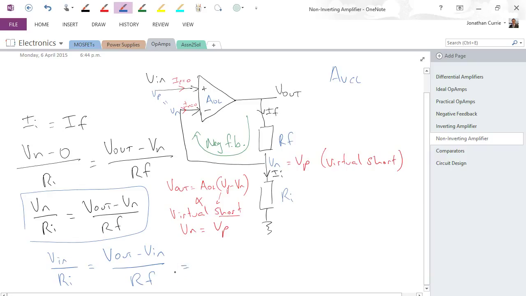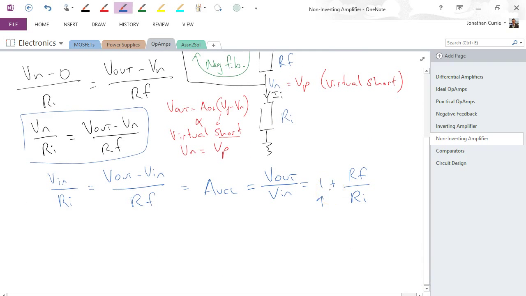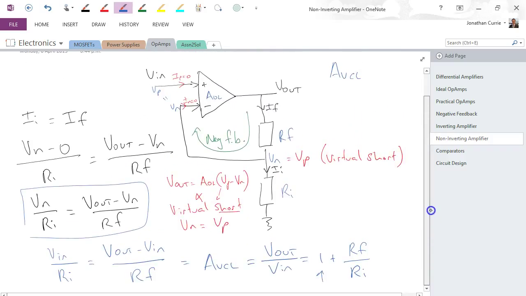And if we rearrange that and solve it just like we did for the inverting amplifier, we will see that the closed loop voltage gain is equal to, same expression always for the amplifier, output voltage over input voltage, which in this case is equal to 1 plus Rf over Ri. Just take note that with that 1 there, the closed loop voltage gain must always be greater than 1, or at the very minimum 1 itself. So there's no attenuation in this configuration.